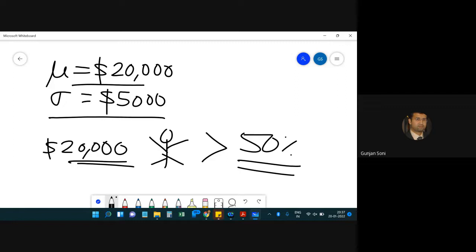Did you understand what I'm saying? The probability distribution of 6 month incomes of account executives has a mean of $20,000 and a standard deviation of $5,000. Now, a single executive's income is $20,000. Can it be said that this executive's income exceeds 50% of all account executive incomes?